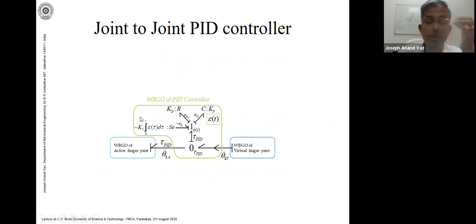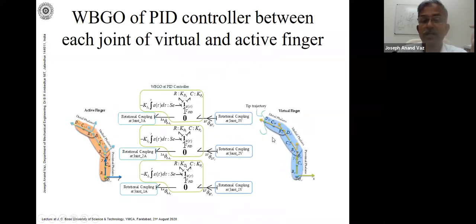You can have a joint-to-joint PID controller, and here is the bond graph representation of the PID controller. So you can transfer motion from the virtual finger to an active finger. The virtual finger is something we have as a concept in our CNS, our central nervous system. It advises us the kind of motion that we should follow. And accordingly, the efforts are applied on the joints of the active finger through the tendons and the muscles, such that this active finger is able to perform its motion.